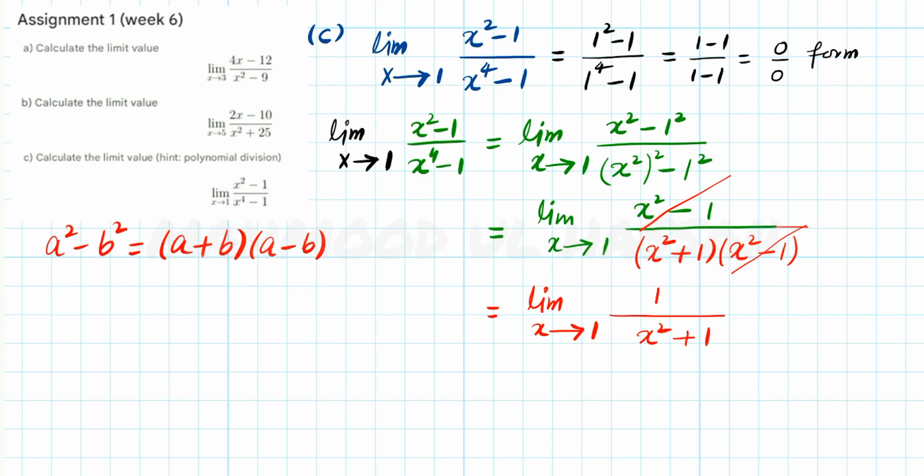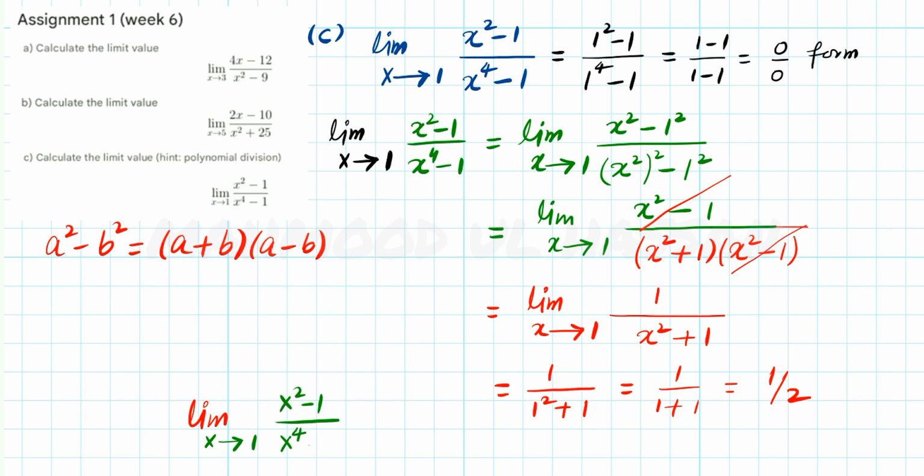Okay, now we have to apply the limit. So that would become 1 divided by 1 squared plus 1, and that would be 1 divided by 1 plus 1, and then this will become 1 divided by 2. So the limit of the function when x tends to 1 is 1 upon 2. That is, the limit x approaches to 1, x squared minus 1 upon x to the fourth power minus 1 is going to be equal to 1 upon 2.